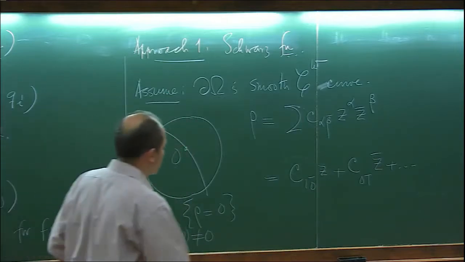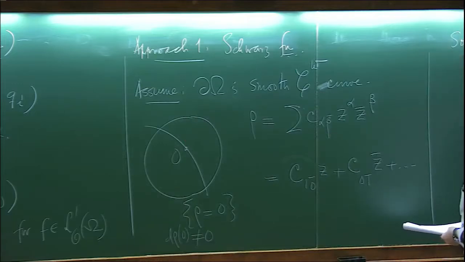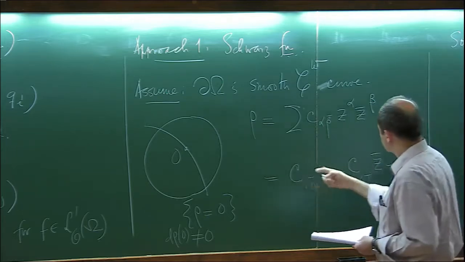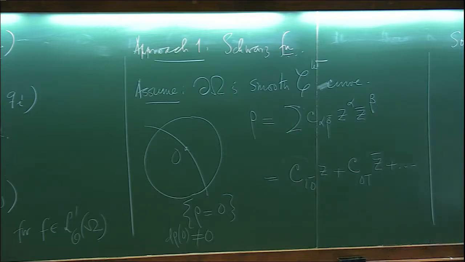So by the implicit function theorem, let us solve the equation rho equal to 0 as an equation of the form z bar is equal to S of z. Okay, so I just start taking the holomorphic terms to one side. So S is holomorphic near 0.